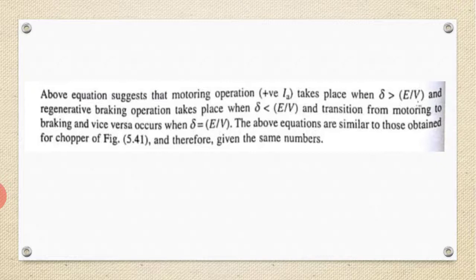Regenerative braking operation takes place when delta is less than E by V. For the transition from motoring operation to braking operation, that is from the first quadrant to the second quadrant and vice versa, the duty ratio delta is equal to E by V. These three relations are very important when you are explaining this two quadrant chopper.